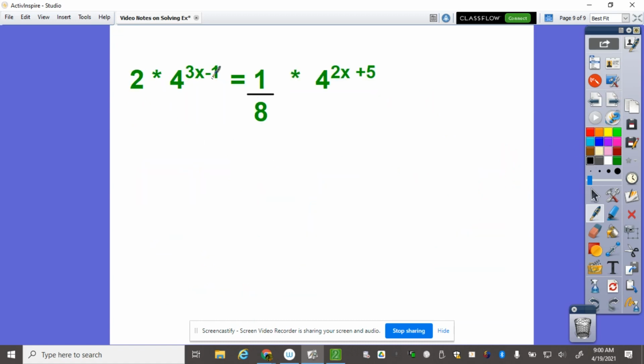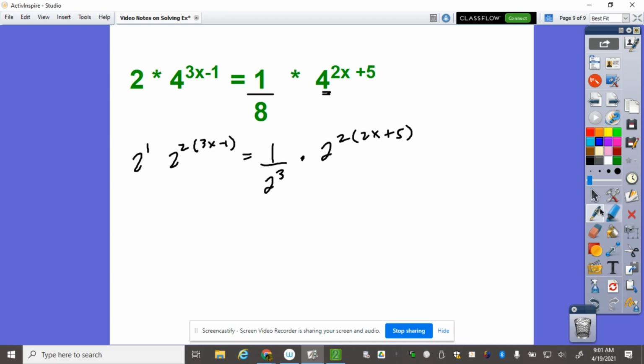2 times 4 to the 3x minus 1 equals 1 over 8 times 4 to the x plus 5. Oh, Mr. O, there's a base of 2, there's a base of 4, a base of 8. Take note, all the numbers that I've mentioned, 2, 4, 8, can all be changed into base 2. 2 is 2 to the 1, remember that. 4 is the same thing as 2 squared, but there's a 3x minus 1, so I'm going to put here parenthesis of 3x minus 1. And we know 1 over 8 is the same thing as 2 to the third power, so this is still base of 2 now. And 4 is the same thing as 2 squared, and then put there 2x plus 5.